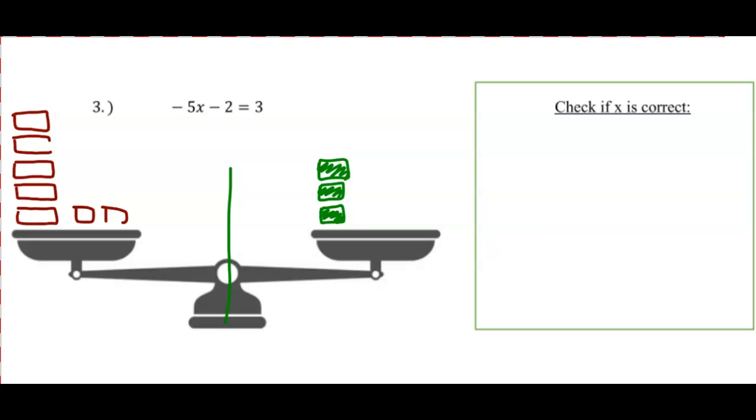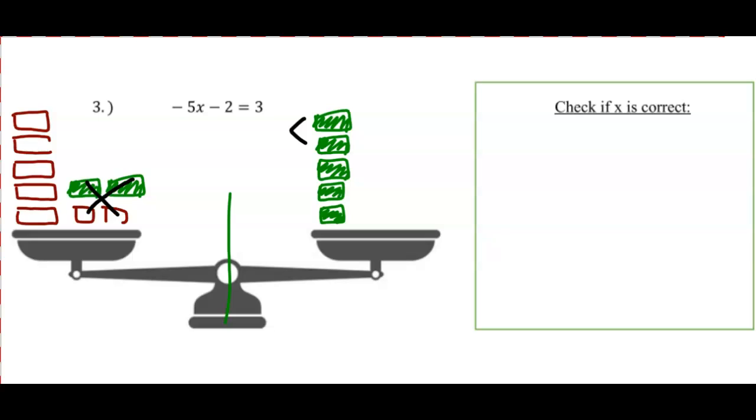Okay, so what's my first step? My first step is to get all of these x's by themselves and move these guys over. How do I do that? Well, I add some positive x's. So I can add those positive x's on this side, and you'll see I added 2 positive x's on this side as well.